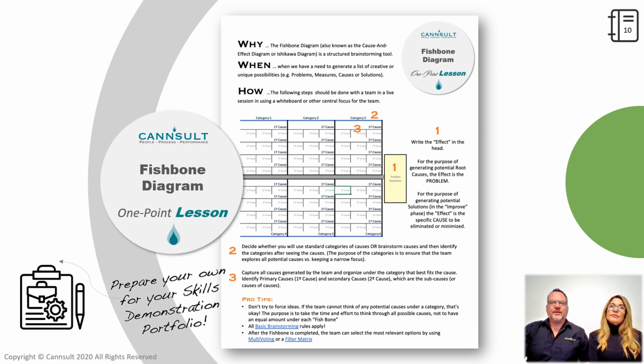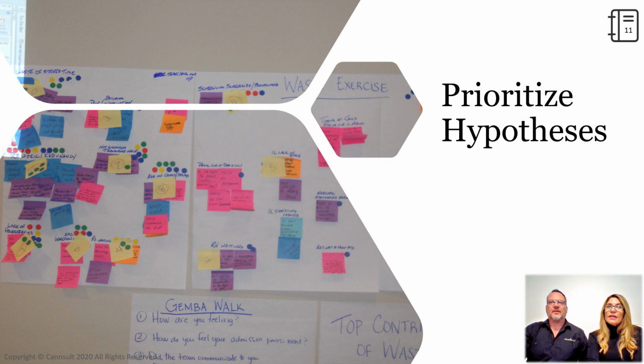We've covered a few methods to generate ideas, brainstorming, the SIPOC, the fishbone diagram, and now it's time to prioritize our ideas and narrow our focus to identify the causes that we think are the most important for our project. We introduced multi-voting and the filter matrix in our Yellow Belt training, and these are great tools to use as a follow-up to our brainstorming sessions.